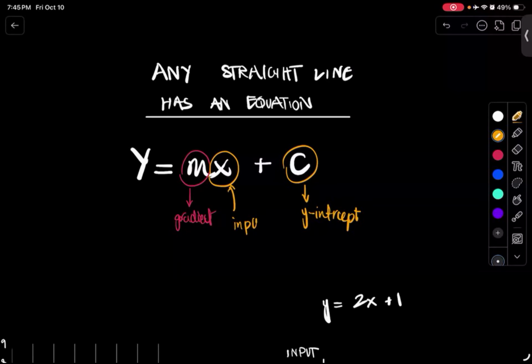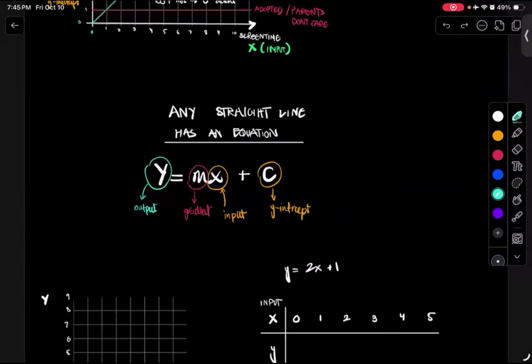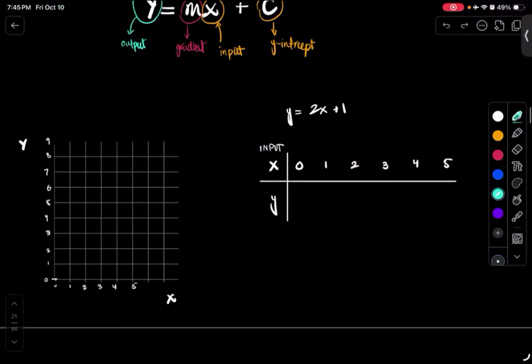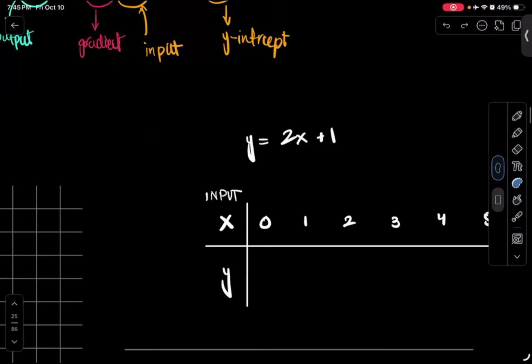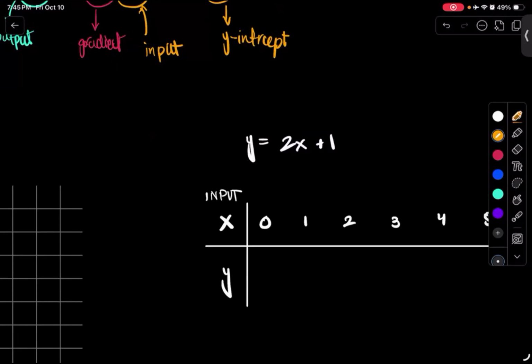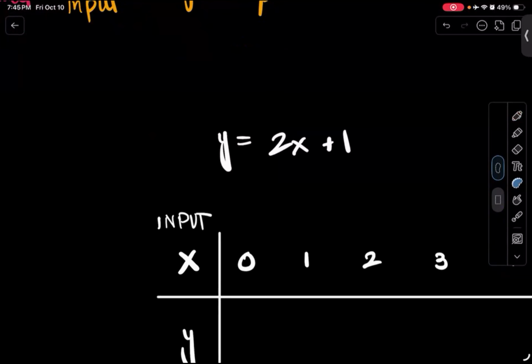That means, for example, if I press the button 1 and my gradient is 2, the effect of the input is going to be decided by the gradient. We'll do an example. This is an equation: y is equal to 2x plus 1.